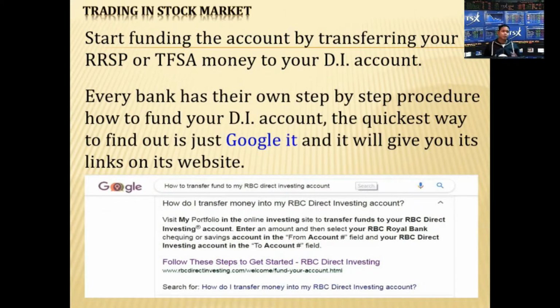Now, since you just open your account, so there's no fund yet on your account, mga kababayan. So you have to transfer some funds to your account so you can start trading. And every bank has their own step-by-step procedure paano po how to fund investing account. Quickest way to find out is just Google it, and it will give you its link to their website, just like what you see on the screen.